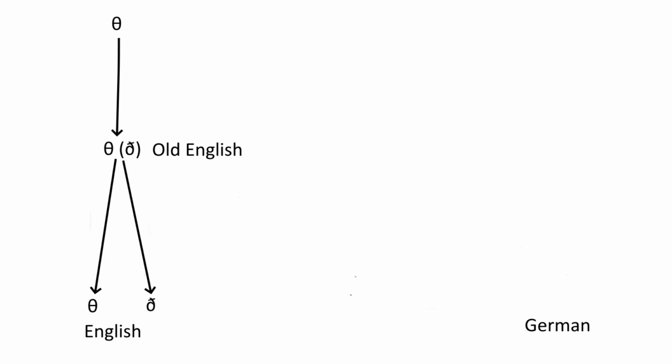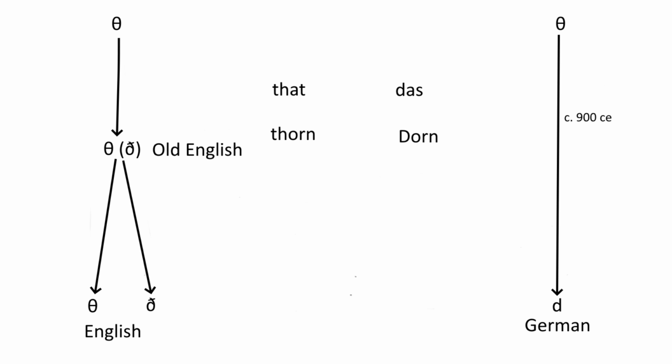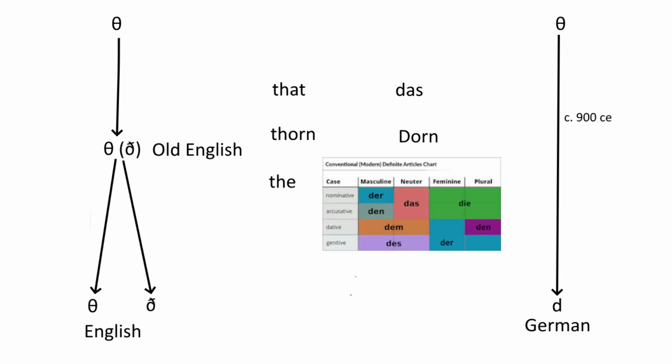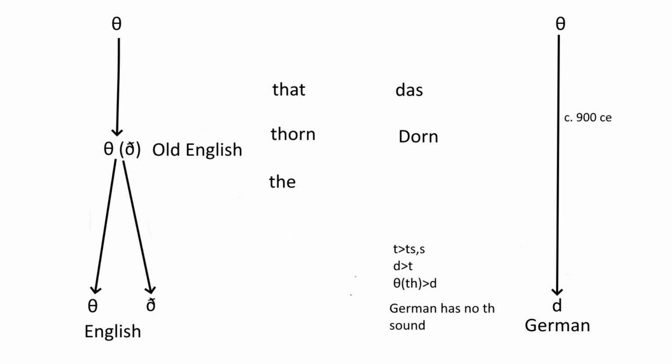German turned th into a d through a voiced th as an intermediate stage, so compare that and das, thorn and Dorn, or the, and all of these, I guess. God, German is hard. As for how modern German still has a th sound, well, it doesn't. Out of the main Germanic languages, English and Icelandic are the only ones that retained th. The fact that they're spoken on islands probably helped them in that case.